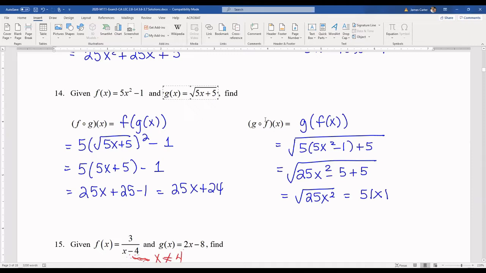I'm reversing order this time. Here is my fundamental equation, and I'm going to replace this x with that phrase. So I did that here. I distribute, simplify. I get the square root of 25x squared. 25 is a perfect square, gives you 5. Square root of x squared is just simply the absolute value of x.